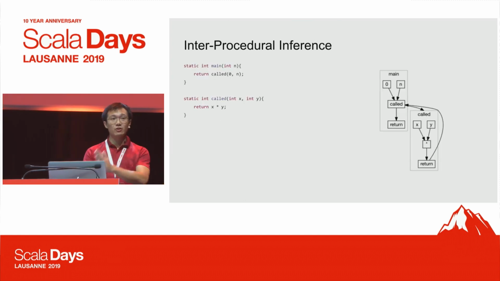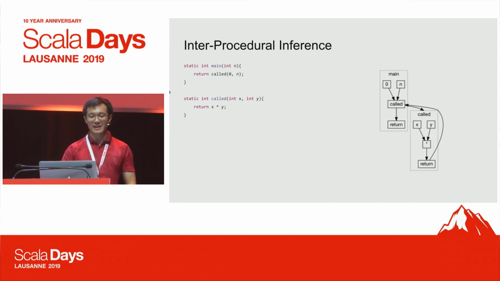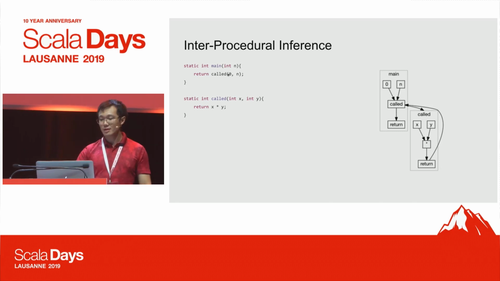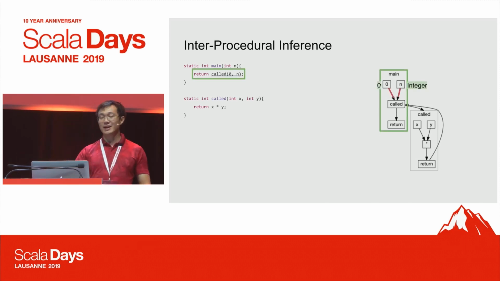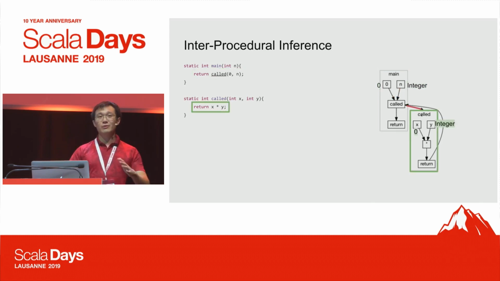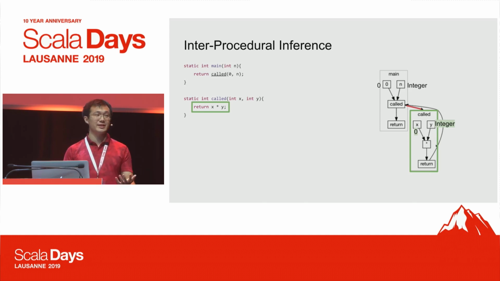So here we have main and called. Main calls called, and then it returns the result of called after passing in 0 and n. How do we analyze this? Well, we start off with 0 as 0, n as an input integer, goes into called. Inside called, we have to analyze called before we can continue analyzing main, because the inferred value of this called node depends on what the contents of the called function tells us it is.